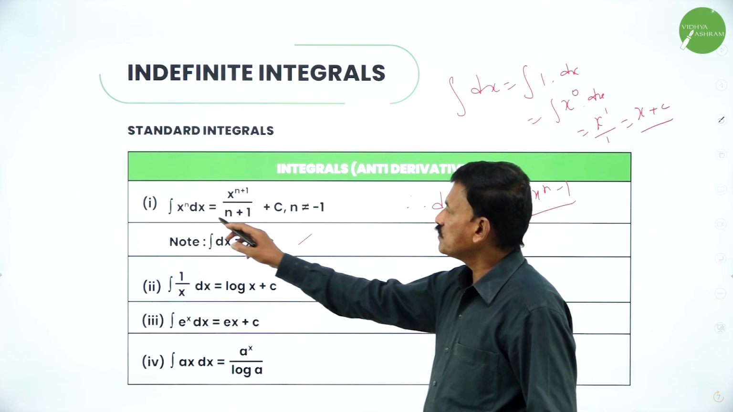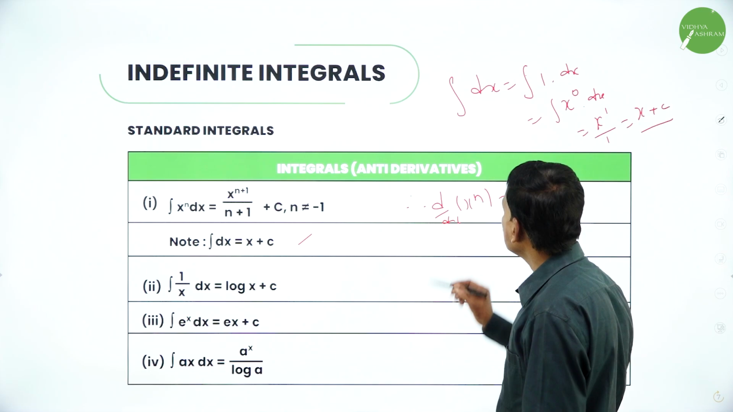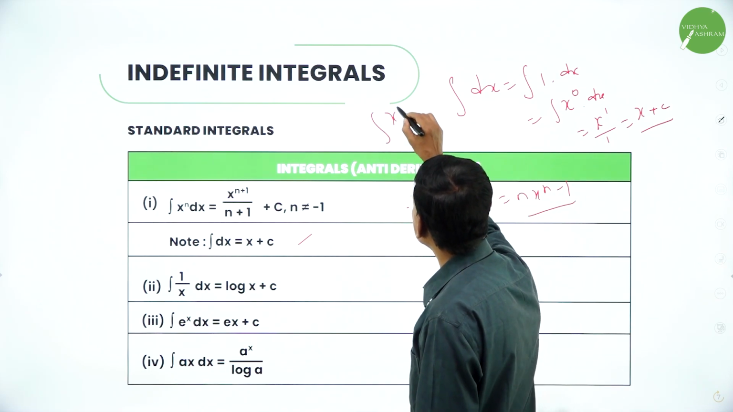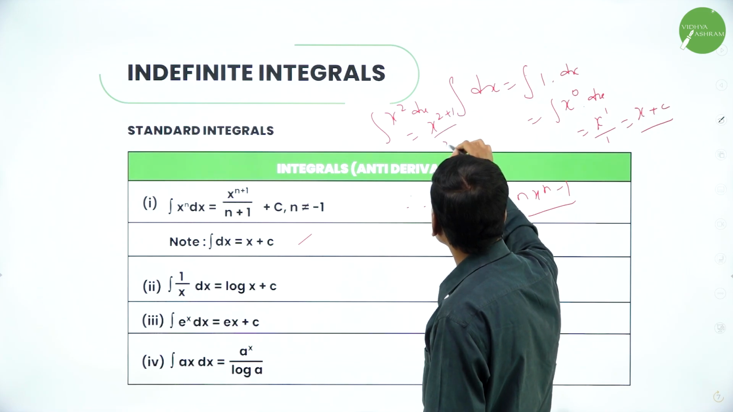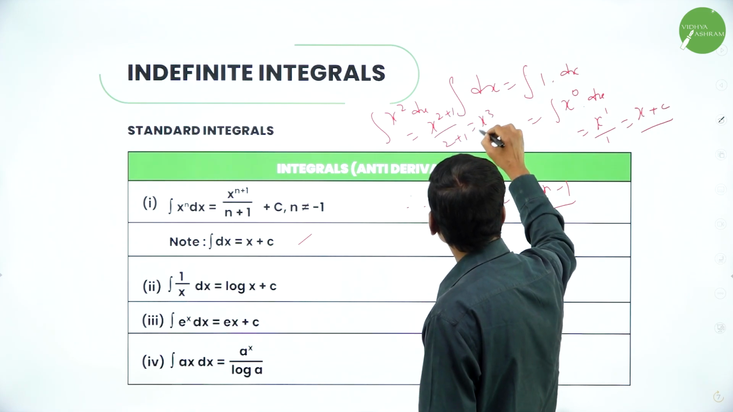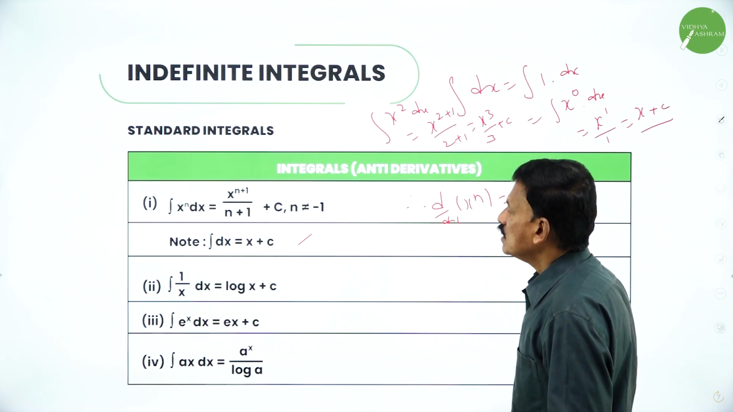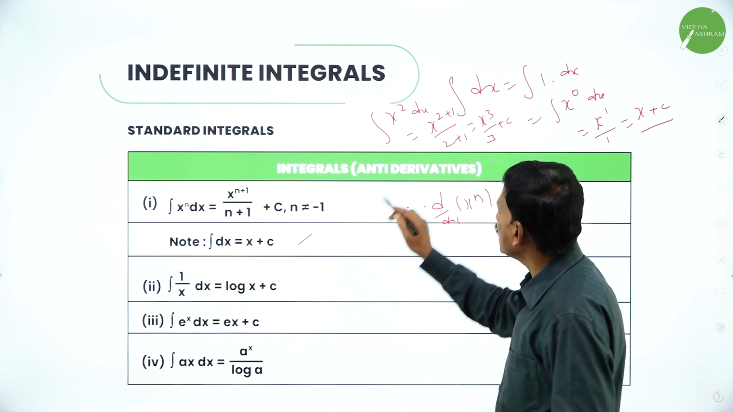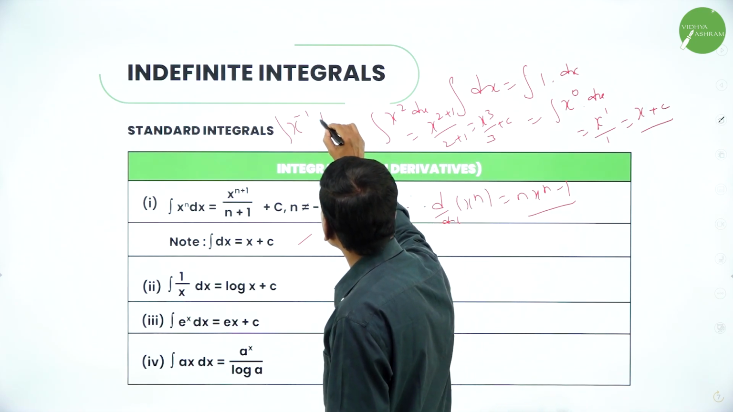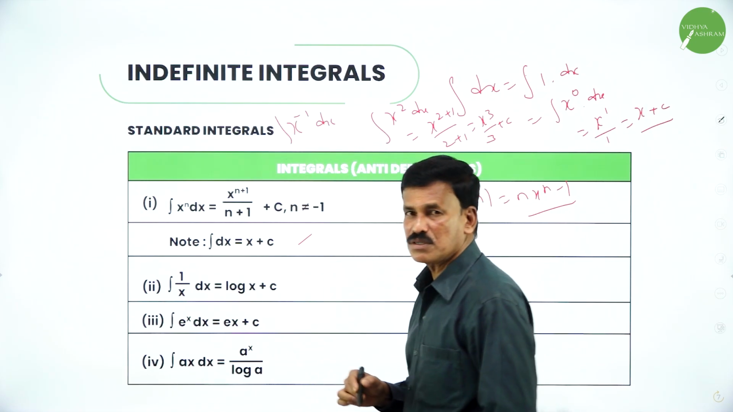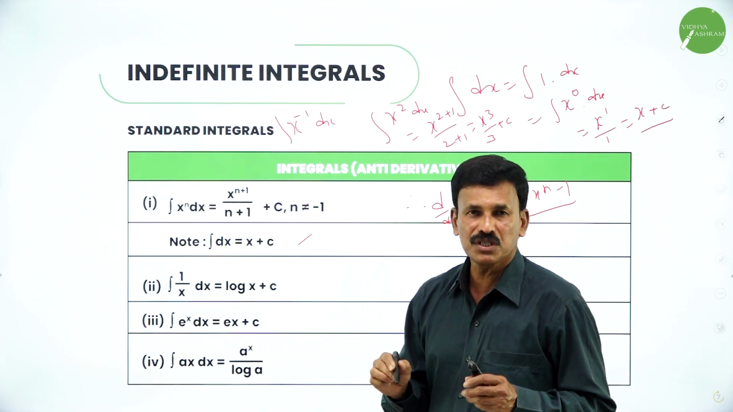Now the integration of x to the power of n is x to the power of n plus 1 divided by n plus 1. Suppose n is equal to 2: 2 plus 1 divided by 2 plus 1, that is x cube divided by 3 plus c, where c is called the constant of integration. Now suppose n is equal to minus 1, the integral of x raised to minus 1: minus 1 plus 1 is 0, so x to the power of 0 is 1, divided by 0, which gives infinity.